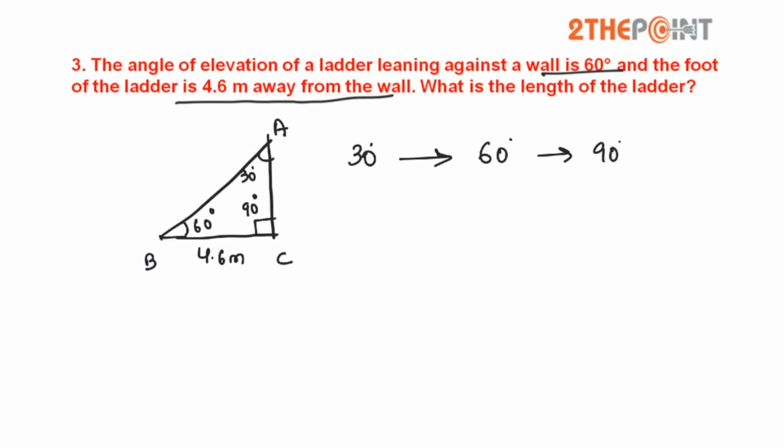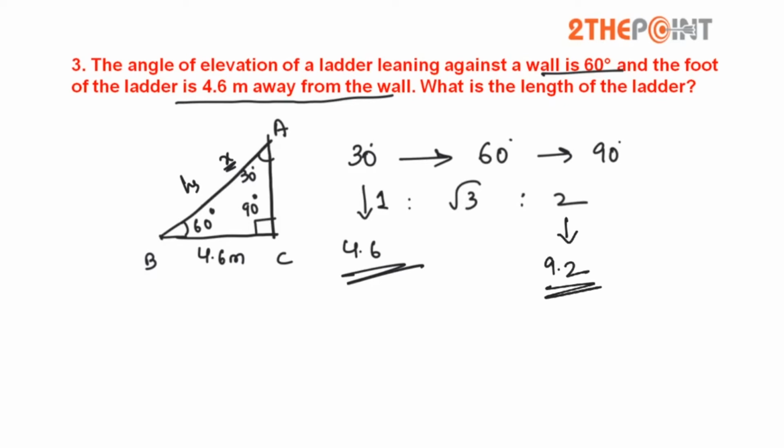So we know that 30 degree is opposite to 4.6 meter, and the ratio of this is 1 is to root 3 is to 2. For 30 degree it is 4.6. We have to find the length of the ladder, that is the hypotenuse. Let's take it as x. X is opposite to 90 degree, which is 2 times of 30 degree. The 4.6 into 2 is nothing but 9.2. Therefore, x is equal to 9.2 meter, which is the length of the ladder.